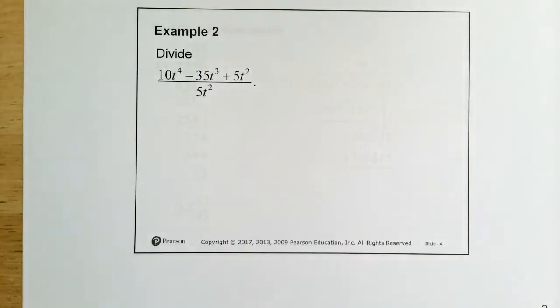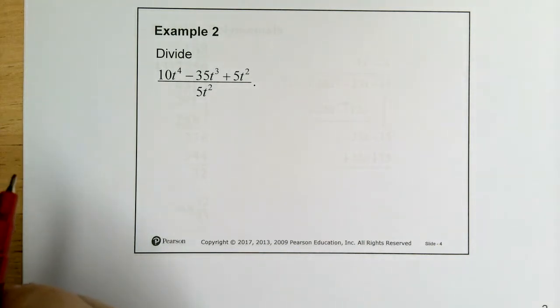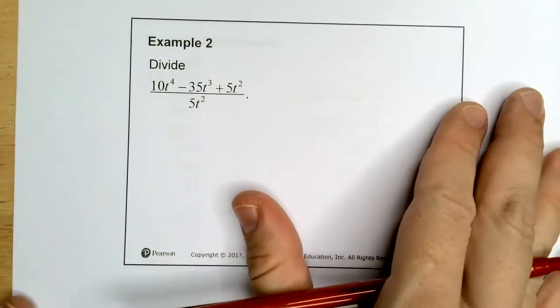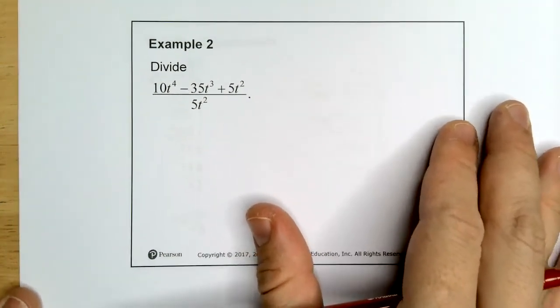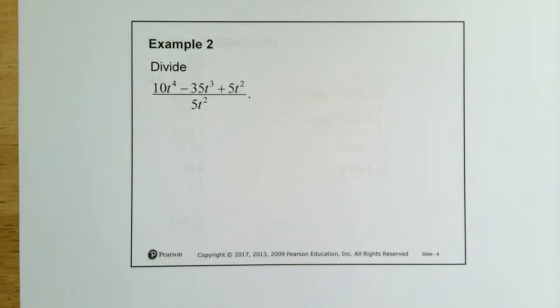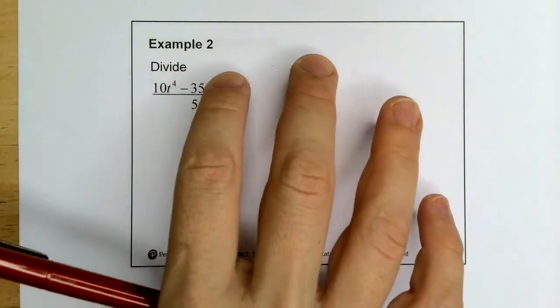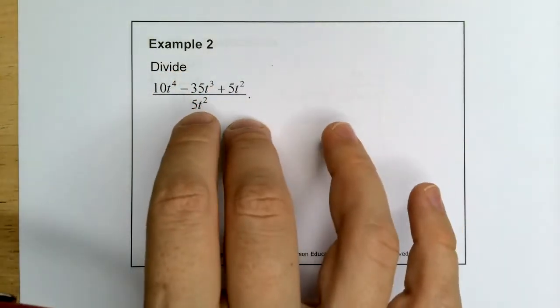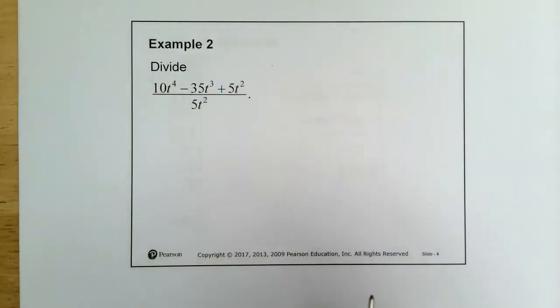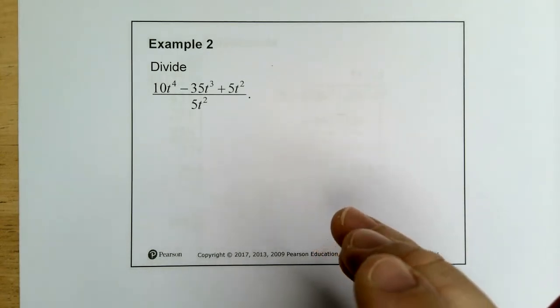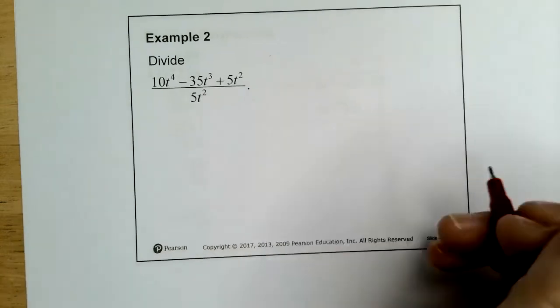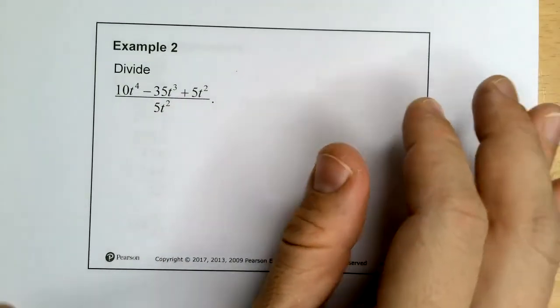Here we have (10t^4 - 35t^3 + 5t^2) over 5t^2. All right. I encourage you to pause right now and try to solve it. Once you get to your answer, play it or fast forward and see if you got the same thing that I did. Okay, so pause it right now. See what you get compared to what I did. All right.